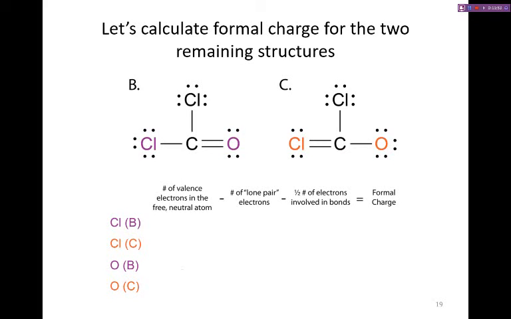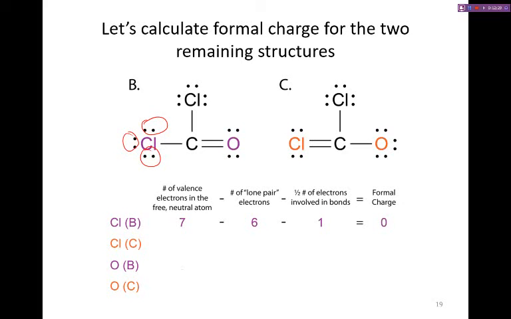So let's go through a problem here and calculate the formal charges for the 2 remaining structures to see if we can determine which one is best. Chlorine has 7 valence electrons in the free neutral atom. And the purple chlorine has 6 lone pair electrons, represented here. And it has 1 bond, and so therefore it gets 1 electron from those bonds. So it has a formal charge of 0.